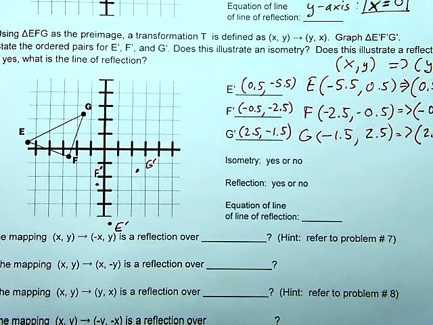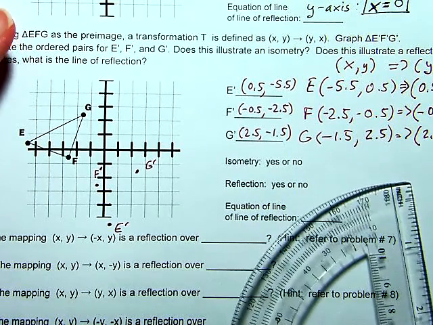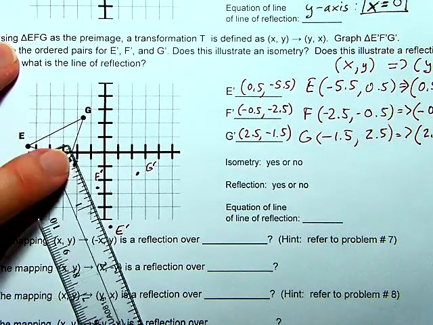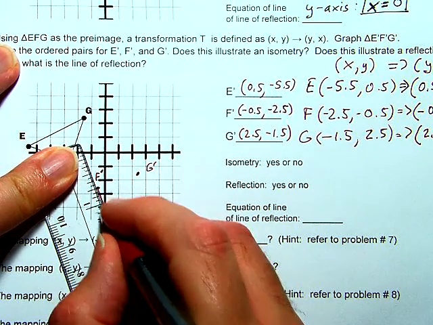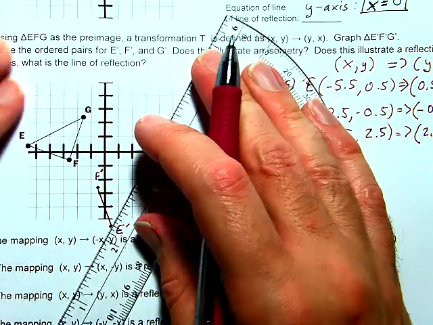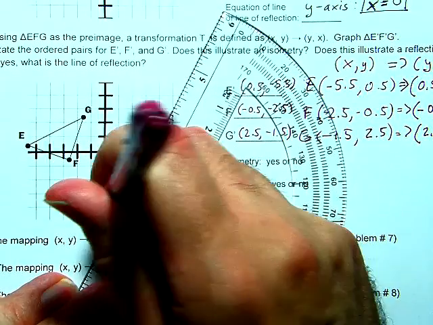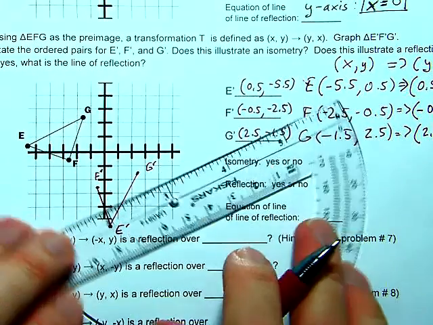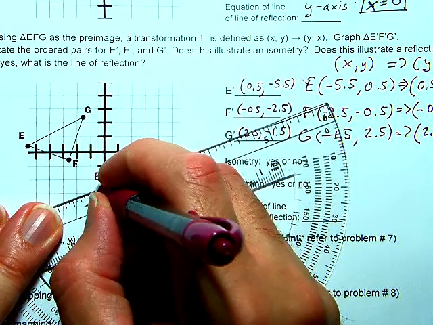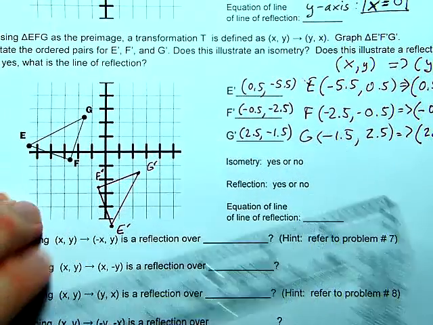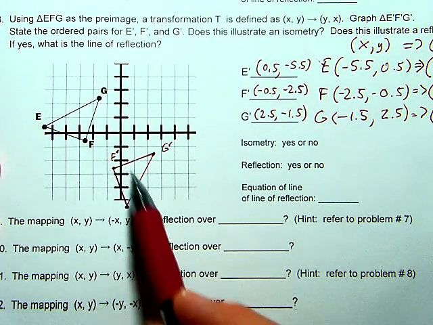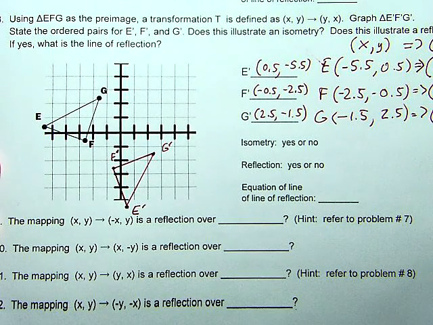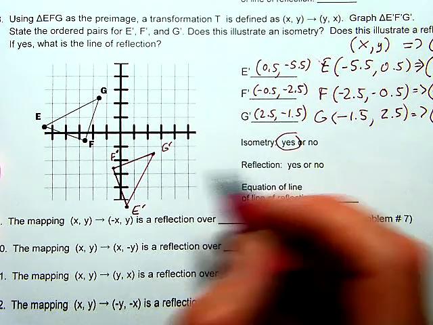So now let us look at what our triangle looks like. We will draw lines between the points and look at our triangle. Now once again, we have an isometry. These 2 triangles are congruent. They're the same shape, the same size. So we have an isometry, and it looks like a reflection.